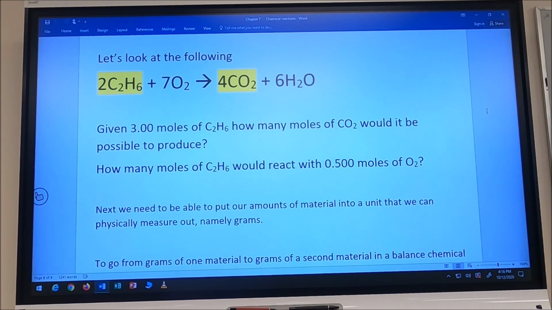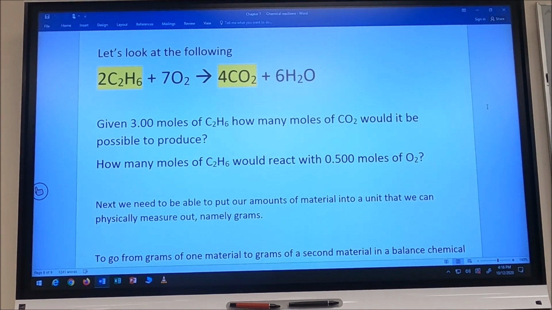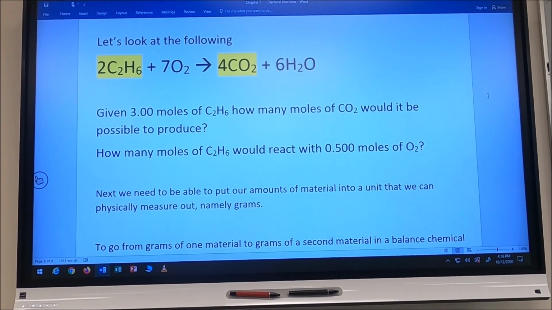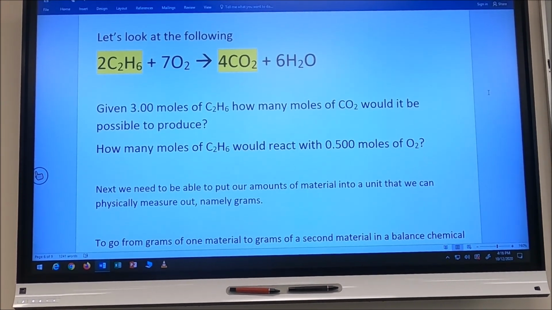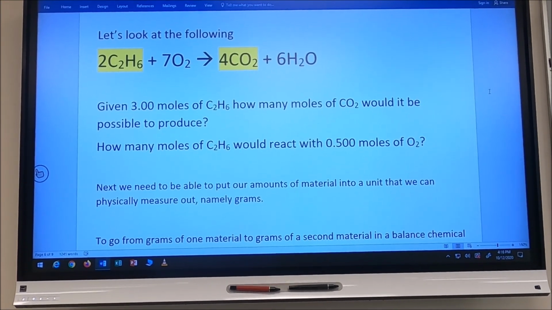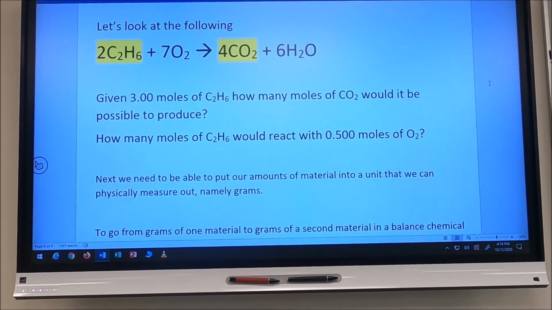Now guys, this is a good place for me to stop, mainly because my battery's almost dead and I'm almost out of storage space. So we will pick up here and we're going to add to it and go from grams of one material to grams of another material. So previews a coming attraction.